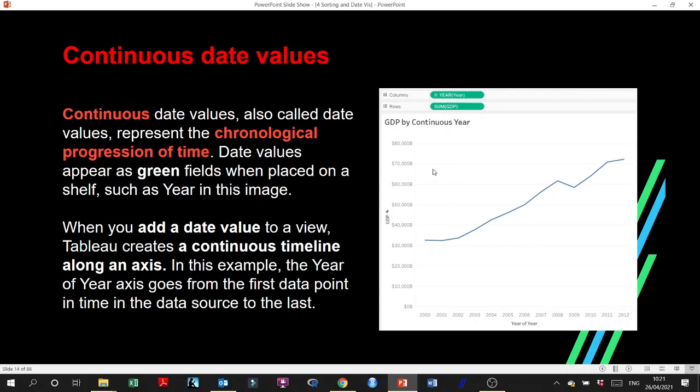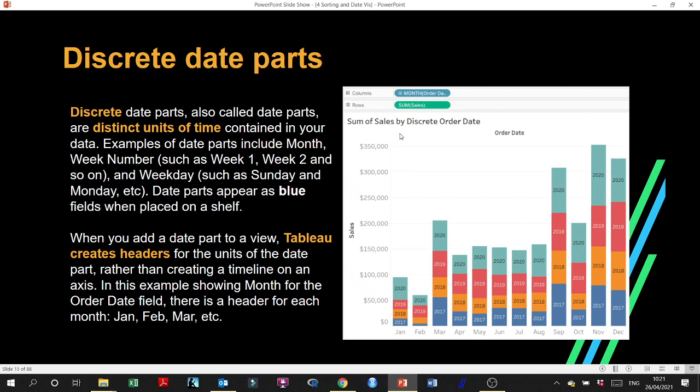Please reproduce this on your own. This will take you 1 minute. Pause the video, recreate this on your own. If you don't have a GDP in your Superstore data, it's all right. We don't have it. It's in another data set. Just use sales or use any other measure like profits.